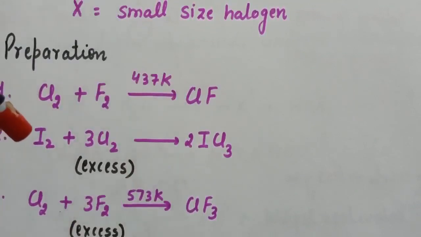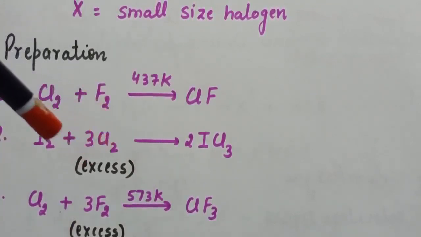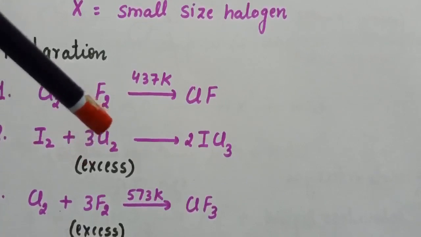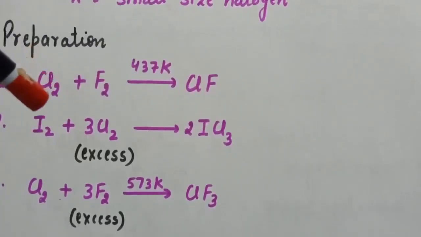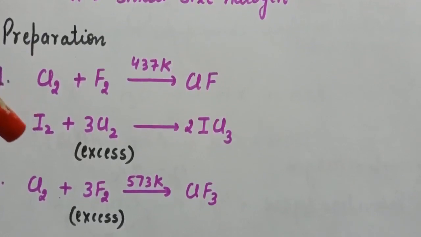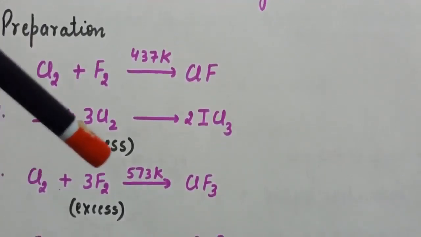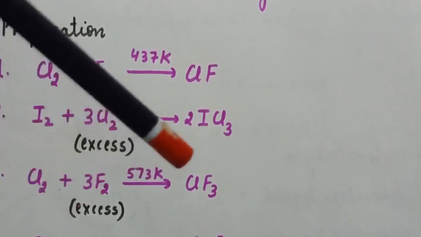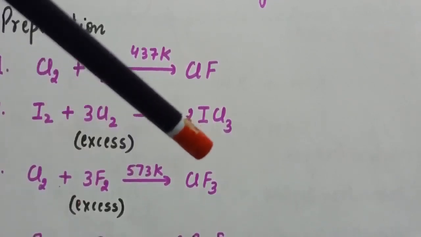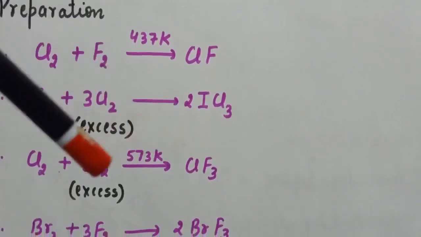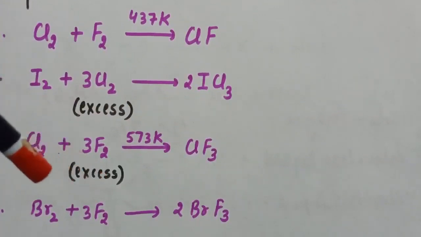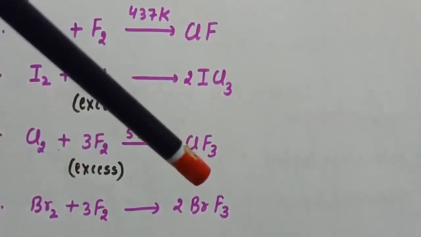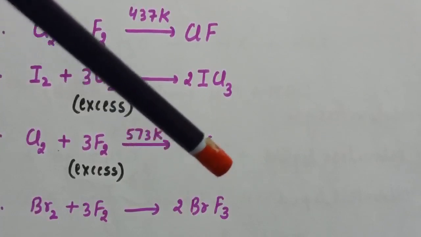Now next preparation is if we treat iodine with chlorine, and if chlorine is taken in excess, then here we are getting ICl3, that is again an interhalogen compound. So these are the preparation of interhalogen compound. Third preparation is if we treat chlorine with fluorine and fluorine is taken in excess, then here we are getting chlorine trifluoride, which is again an interhalogen compound. Fourth is if we treat bromine with fluorine and both are diluted with water, so here we are getting XX'3 type compound, that is BrF3.